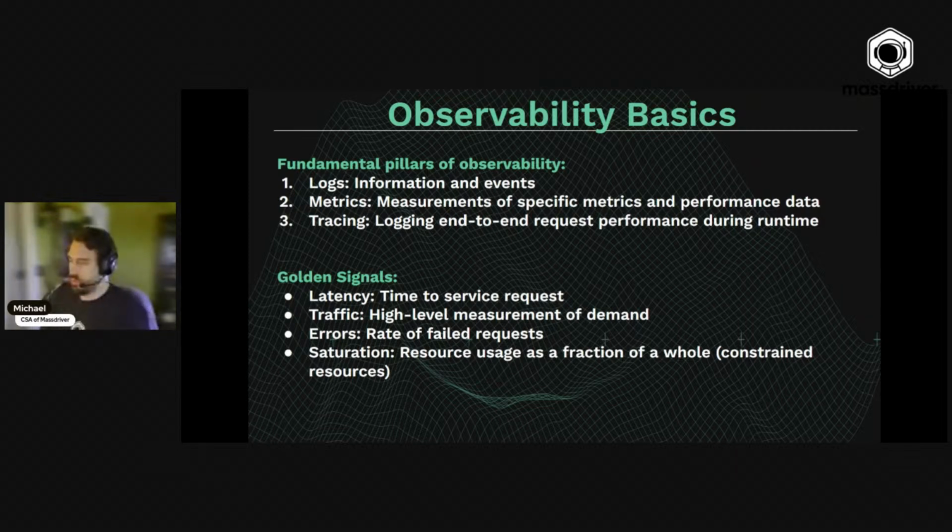We want metrics because metrics allow us to measure performance data. There are four key metrics that we want to track in any system, and they're known as Google's four golden signals. They're latency, traffic, errors, and saturation. Latency tracks the time it takes to service a request. Traffic is a high-level measurement of overall demand. Errors represent the rate at which requests fail, and saturation is a measurement of resource usage as a fraction of the whole, typically focused on constrained resources.